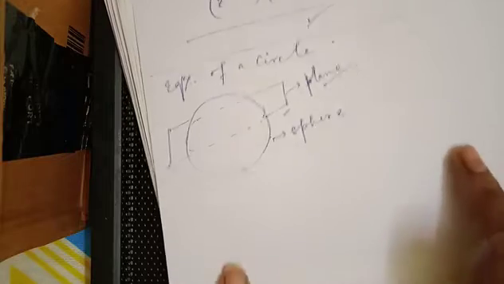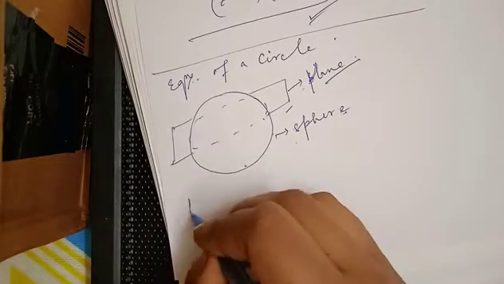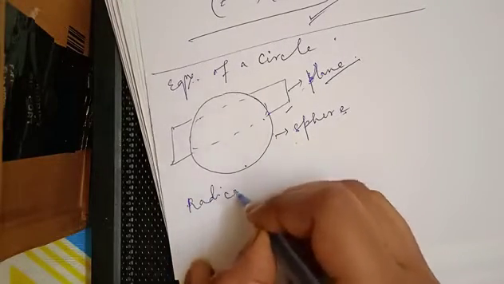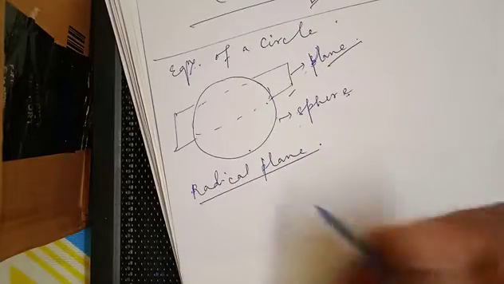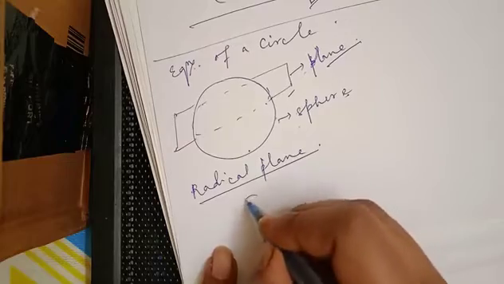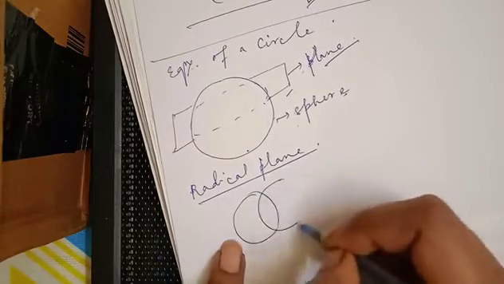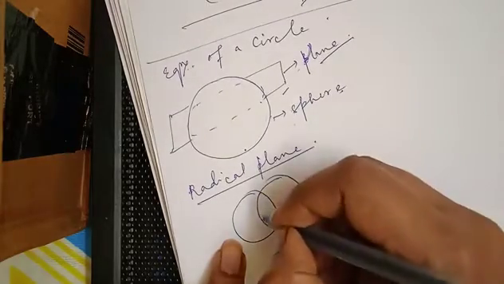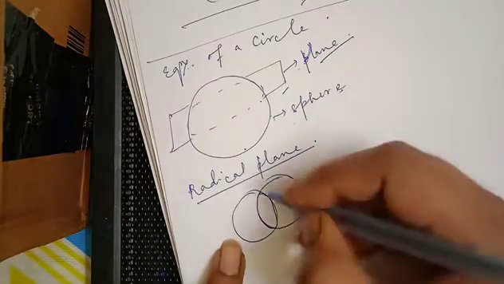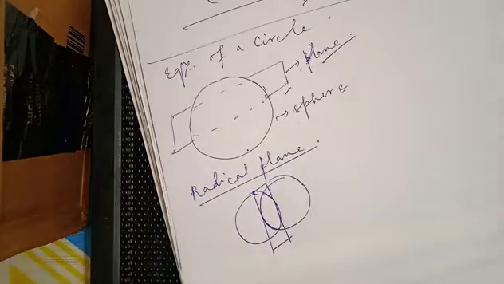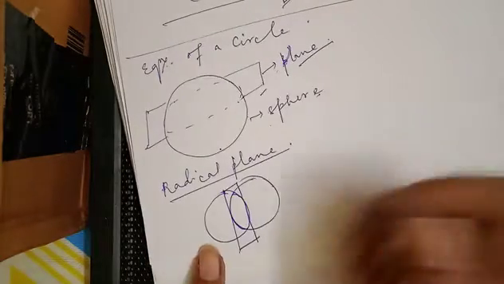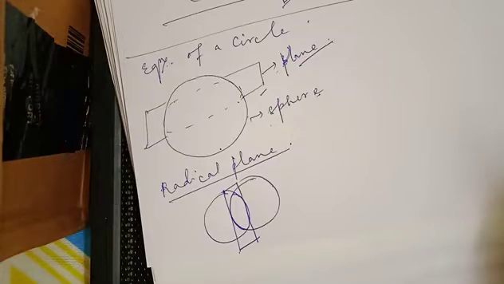Okay. The next thing is radical plane. Radical plane means when two spheres cut each other, they form a circle, and the plane on which the circle lies is called a radical plane. And how do we get the equation of that radical plane?